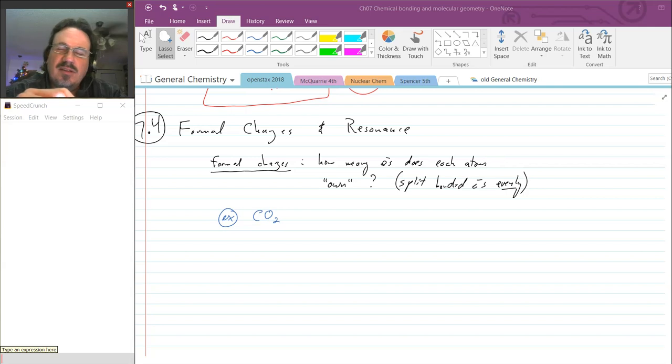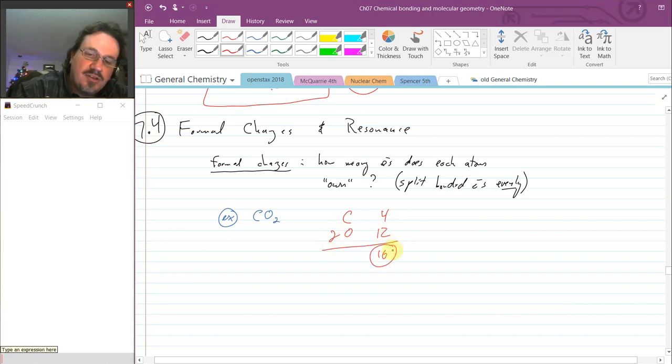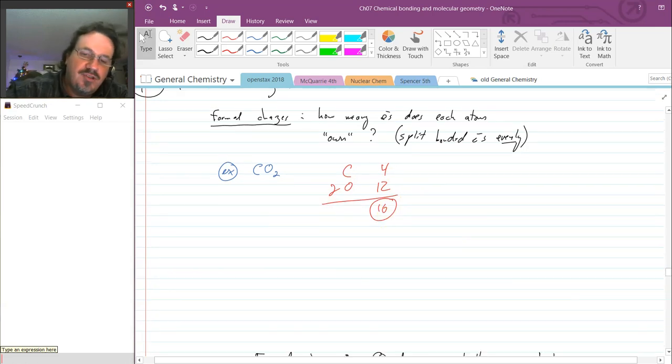I know that sounds like a horrible explanation. Let's just do an example, and this will be much clearer. CO2, carbon dioxide. Carbon has 4. I've got 2 oxygens, 6 each, that's 12. All right, 16 electrons to work with. How should I do CO2?